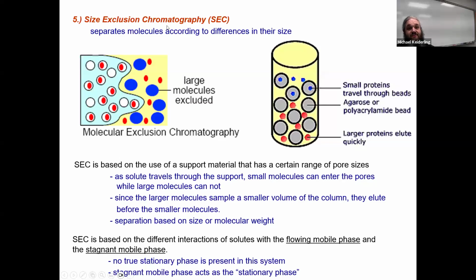Size exclusion chromatography separates molecules according to differences in their size. So molecular exclusion chromatography excludes large molecules from the porous structure of the support material. So large molecules pass through faster than smaller molecules. The SEC basically uses a support material that has a certain range of pore sizes.